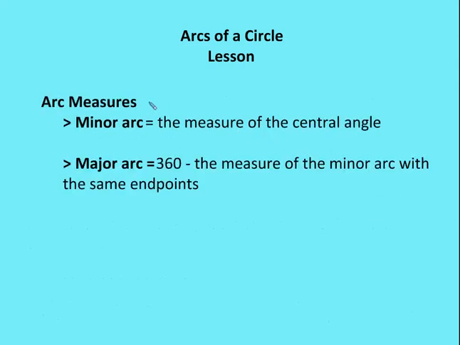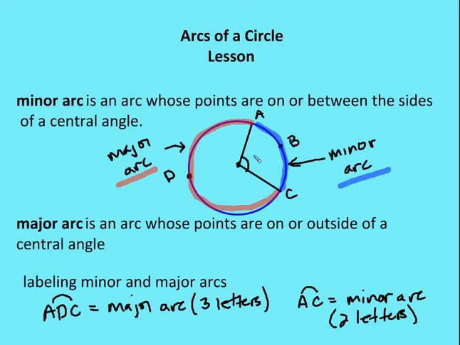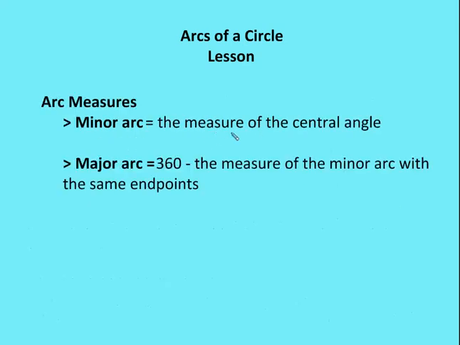Okay, so let's talk about arc measures. The minor arc is going to be the measure of the central angle, and the major arc is going to be 360 degrees minus the measure of the minor arc with the same endpoints. So we're going to go back to our graph that we had before, and we're going to say that this angle measure is going to be about 100 degrees. So the measure of the minor arc is going to be 100 degrees, since it corresponds to the central angle, and the measure of the major arc now is going to be 360 degrees minus 100, or 260 degrees. So the minor arc equals the measure of the central angle, and the major arc equals 360 degrees minus the measure of the minor arc with the same endpoints.